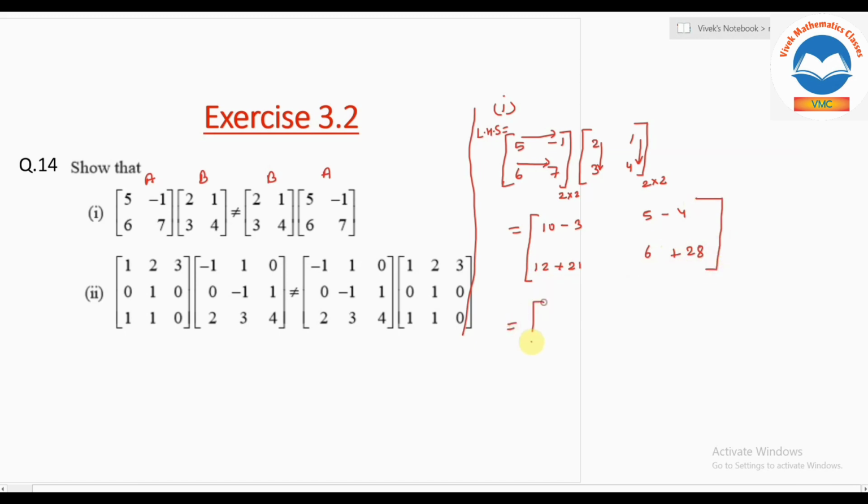So what will be our answer? 10 minus 3 will be 7, and here 1. 12 plus 21 will be 33, and here 6 plus 28 will be 34. So this will be our LHS. Now we will solve our RHS. What about the RHS? The RHS is 2, 1, 3, 4, multiplied with this 5, minus 1, 6, 7.